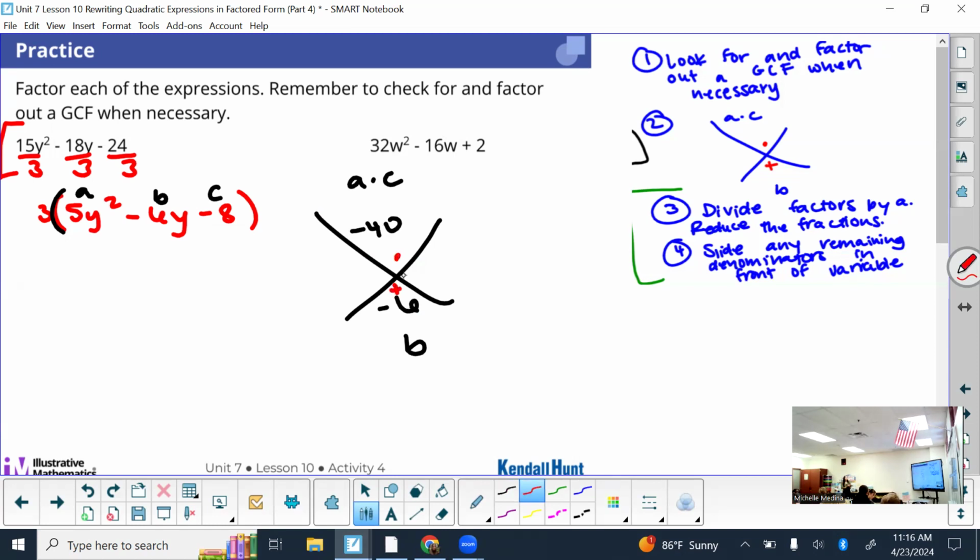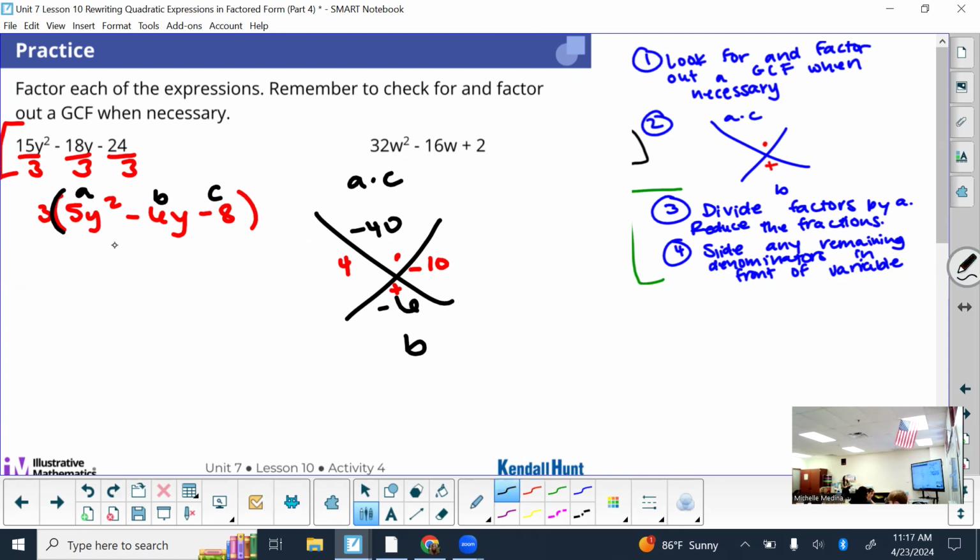What are some numbers that multiply to 40, and that could possibly give me a 6 when I add or subtract? Well, it's a negative 6, so the negative should actually go on the larger number. Okay, so that makes sense? Go with me on that. That's something we've done before. That was your coloring activity.